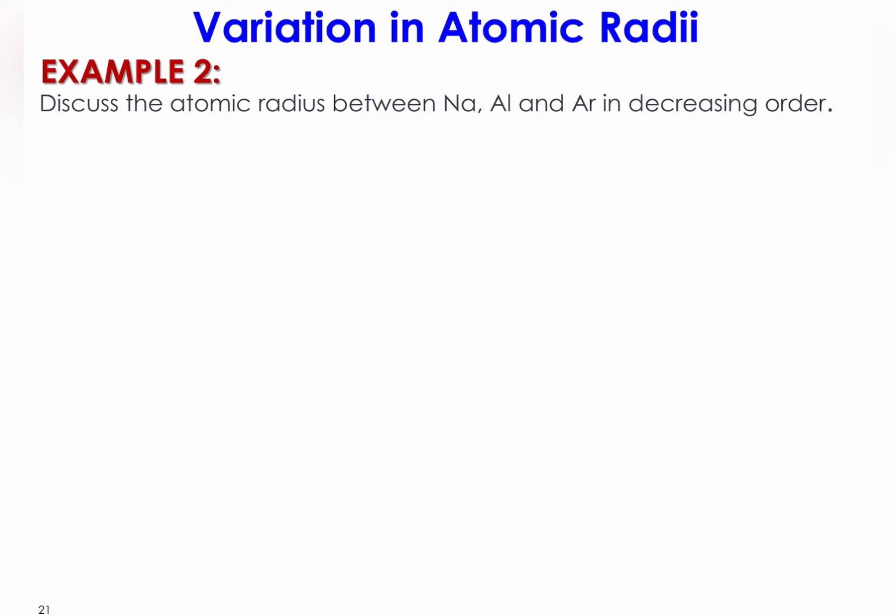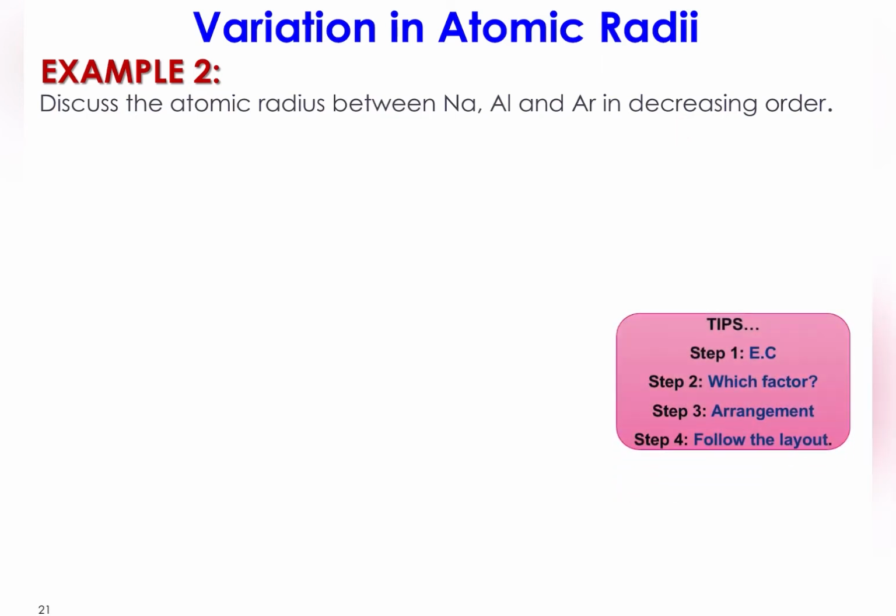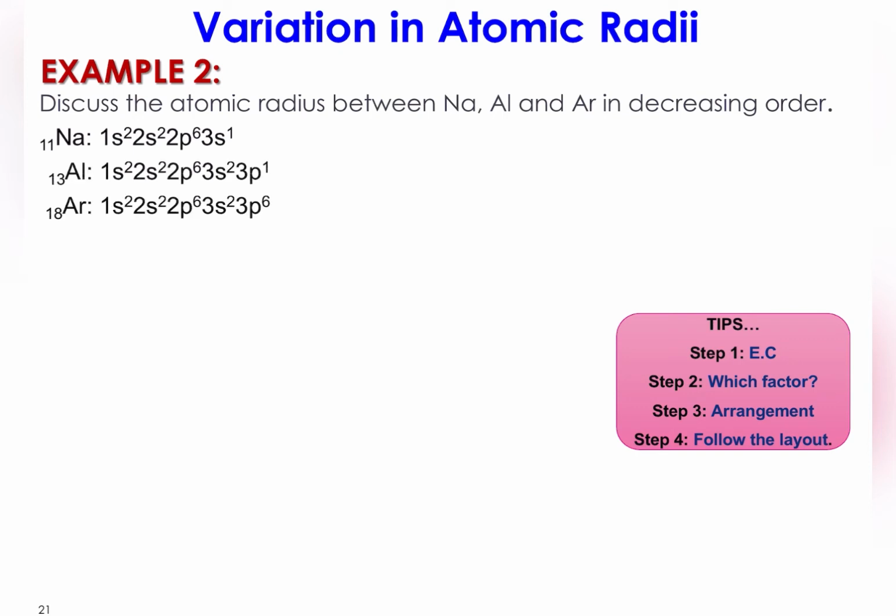So as usual, the tips I taught: step 1, you have to write the electronic configuration. I have the electronic configuration for sodium, aluminium, and also argon. And what can you see here?